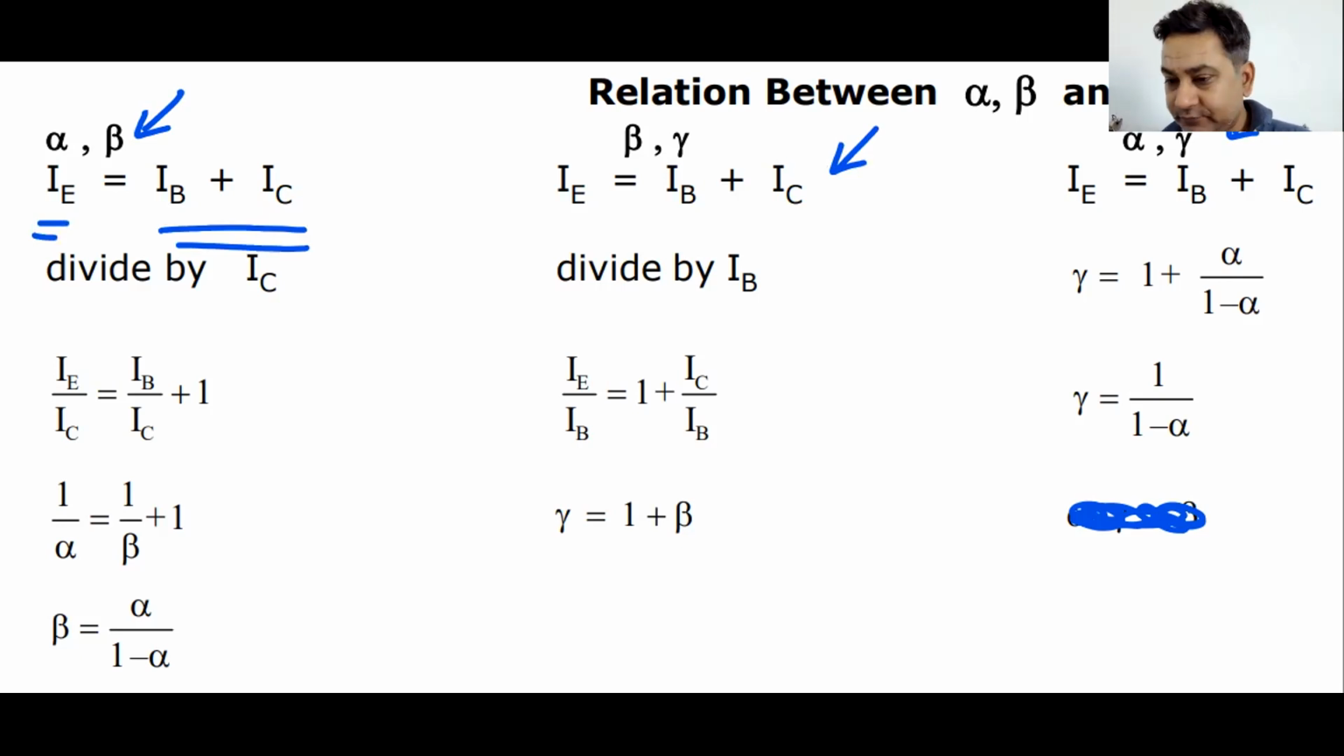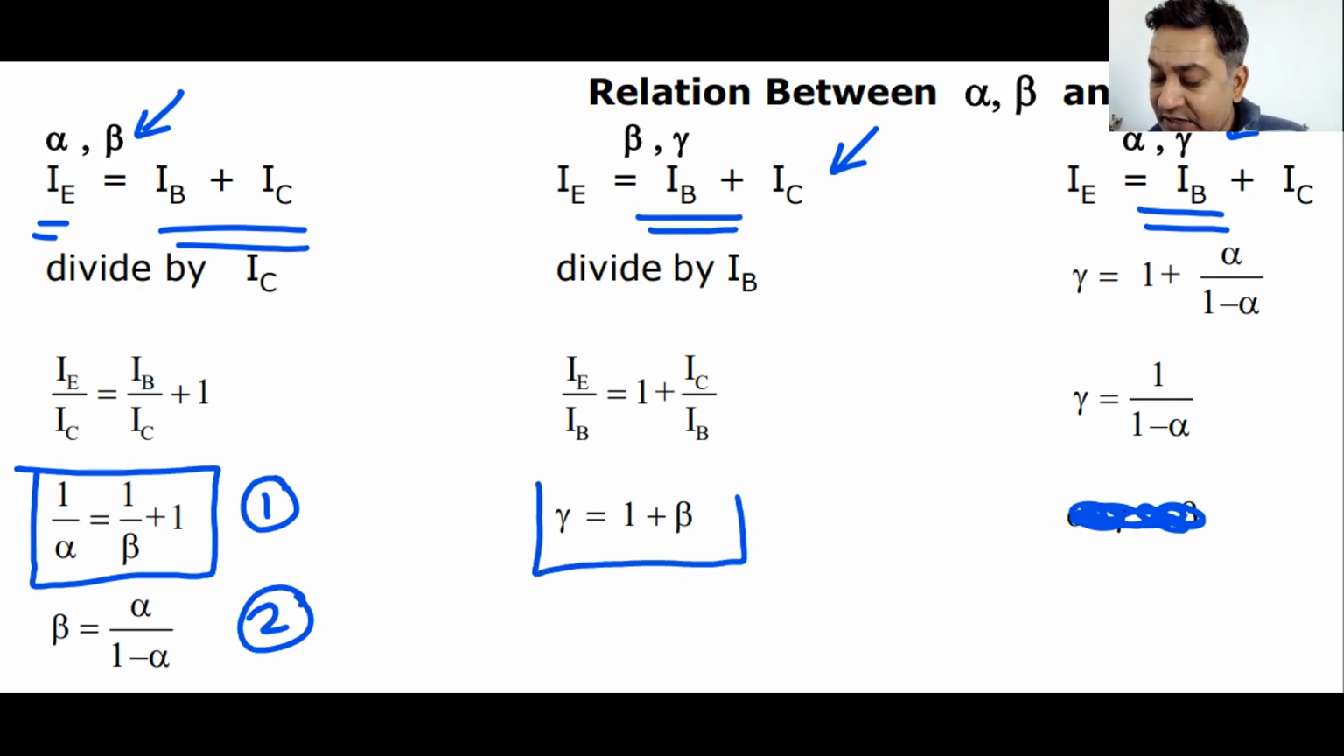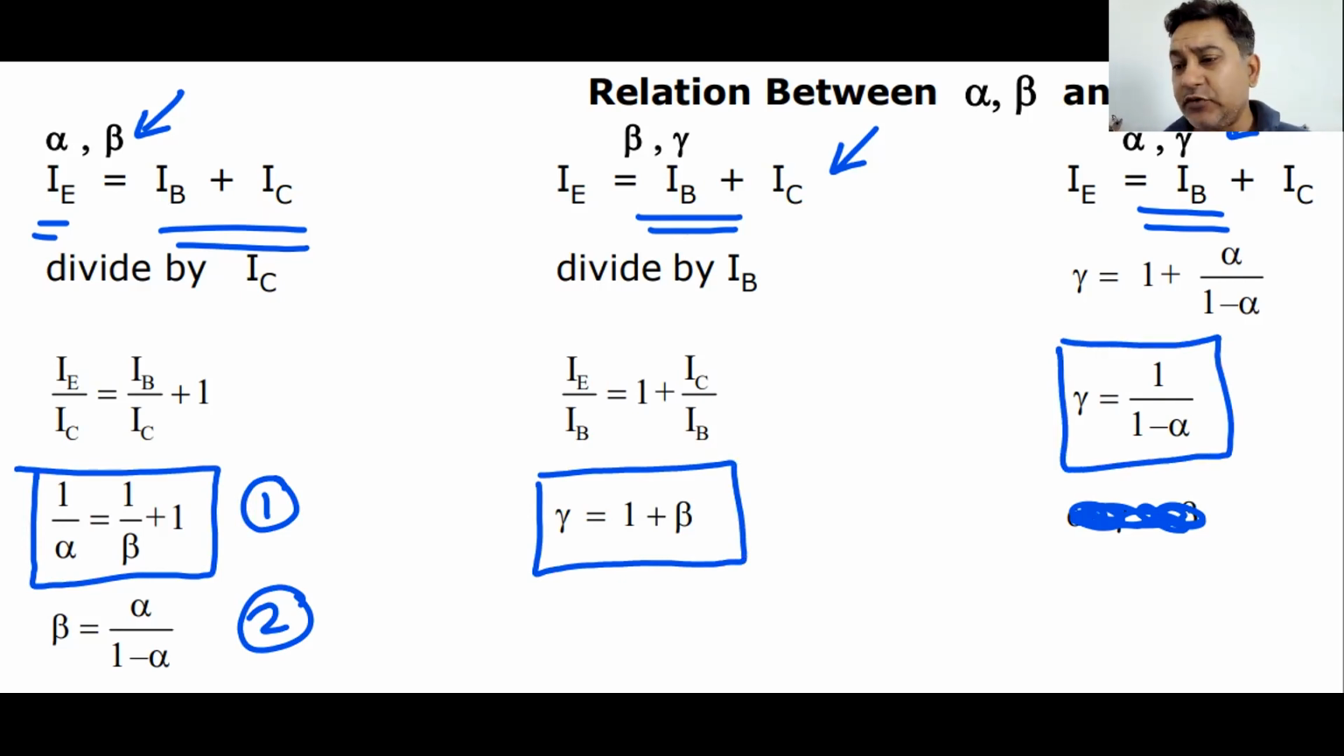Yes or no? Yes, sir. Here also the same thing. Everyone knows this. Then I just put the values and simplify them. This is the relation between alpha and beta. You can understand it in this form or in this form. This is the relation between beta and gamma. This is the relation between alpha and gamma. You just have to remember these relations.